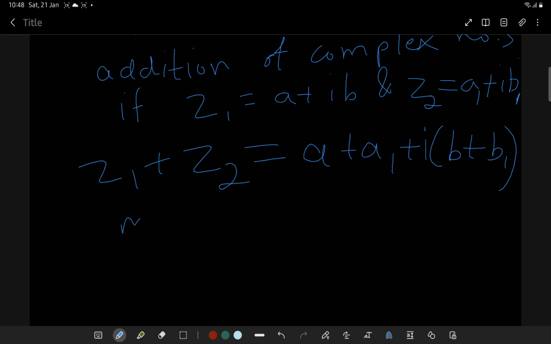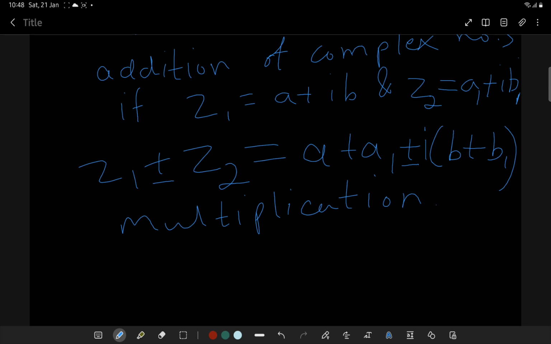And also remember, this is z1 plus or minus z2, so both addition and subtraction are applicable for complex numbers.